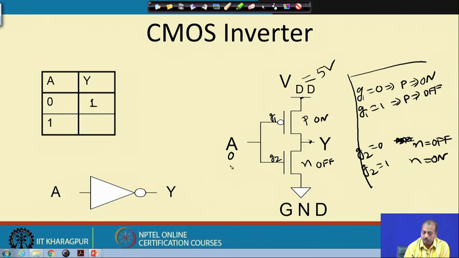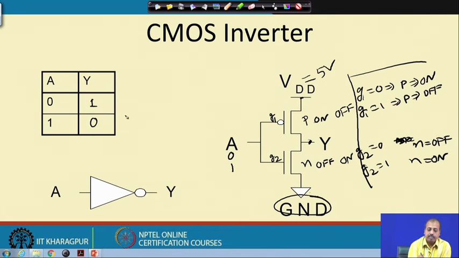Now, if A equal to 1, what will I get? In that case this P is off, and this is on now, the lower transistor is on now. Now, if I measure the voltage here, I will get a value close to the ground potential, which is 0. So, I can say if it is 1, then I will get a 0 there.